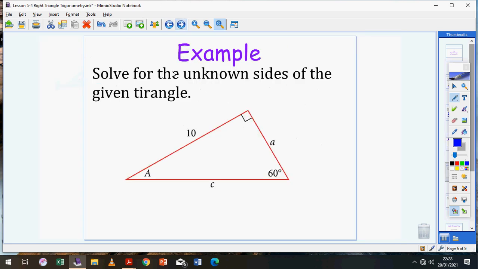So for the unknown sides of the given triangle, it's a 60-degree triangle. I hope you can see that. Going with the idea that I started with at the beginning, in a 60-degree triangle, if I cut this in half, then this height is square root of 3. This angle is 60 degrees. This side is 1 and this side is 2, right?